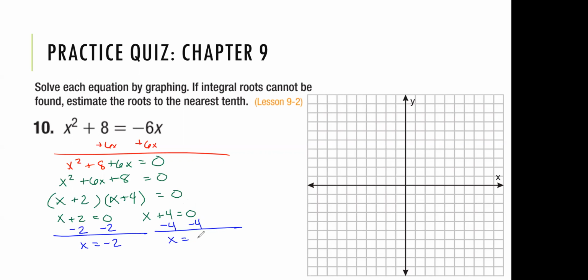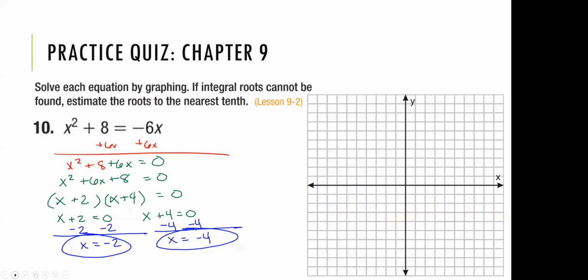Here, x is equal to negative 4. Okay, so I know that these are going to be the roots. It says solve each equation by graphing. If integral roots cannot be found, estimate the roots to the nearest tenth. So these are going to be exact. Okay, these are your roots: x equals -2 and x equals -4. So since we factored, we didn't really need to graph that one out.